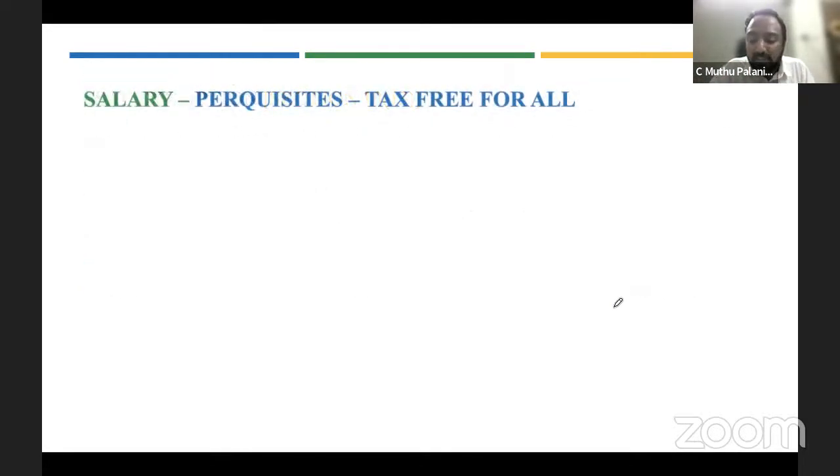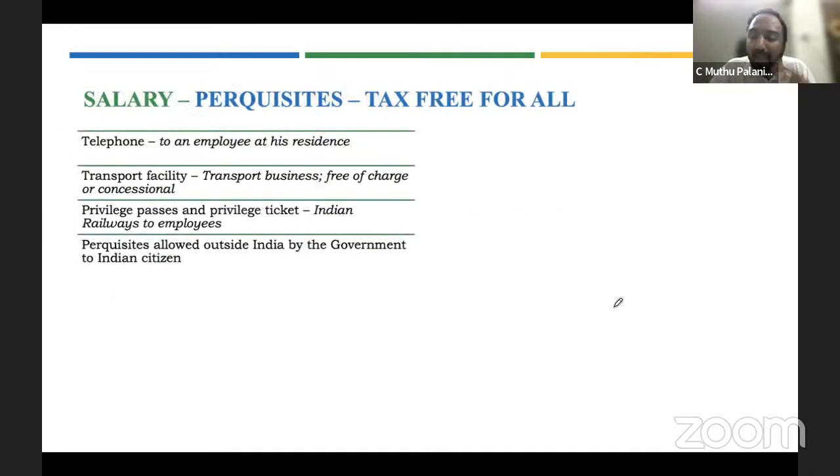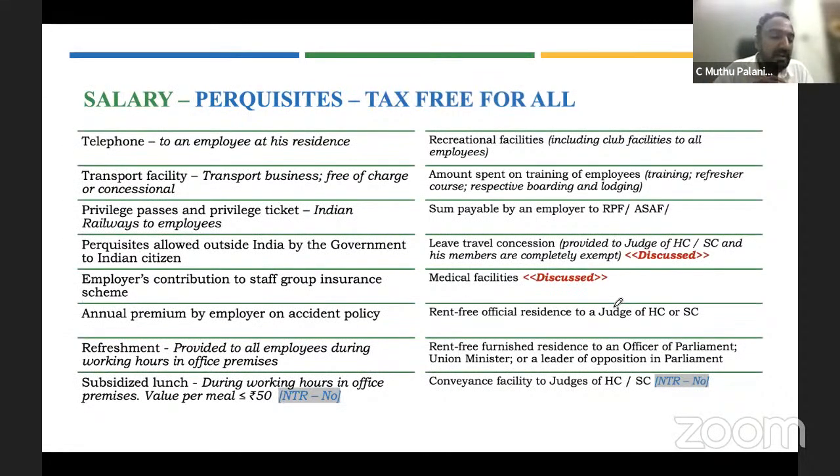Okay, moving on. Other perquisites that are not taxable for all. I will list out various things. These are all covered as such. So I'll read one by one. There is nothing much to talk about it. Telephone. So if the employer provides a telephone to the employee, it is tax free for all. It is tax free for all, to an employee who is resident.